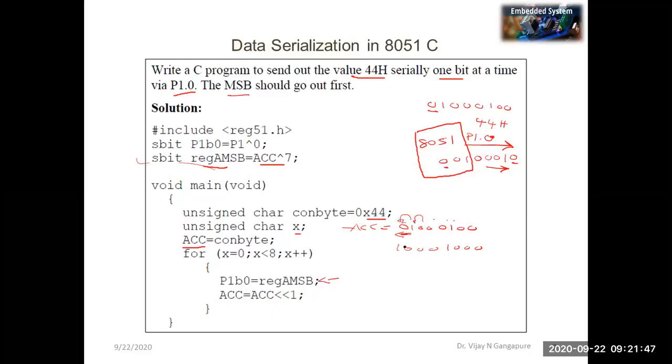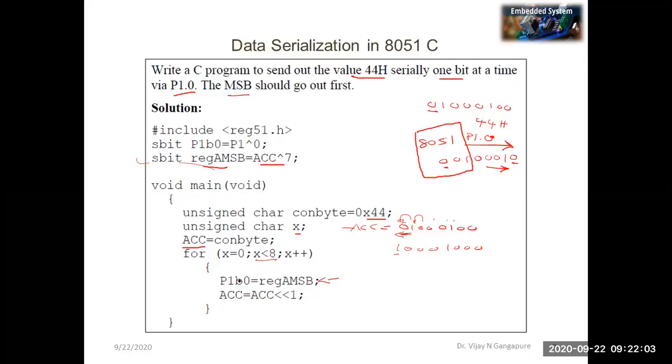Okay, so now this D6 bit will become D7 in accumulator. Again X will get incremented by 1. Now value of X will be 1. Again this expression returns true value, again these statements will be executed.